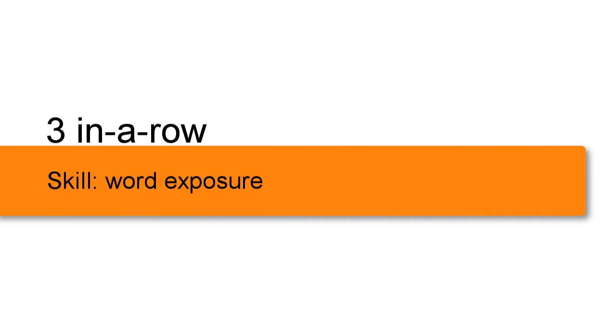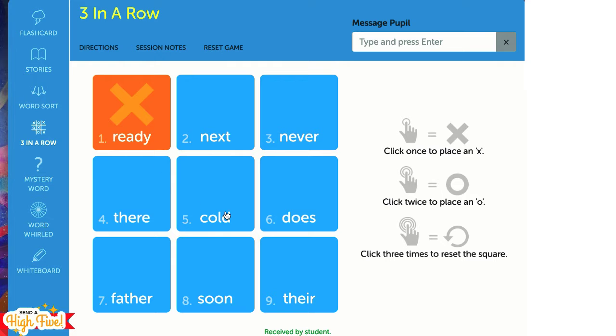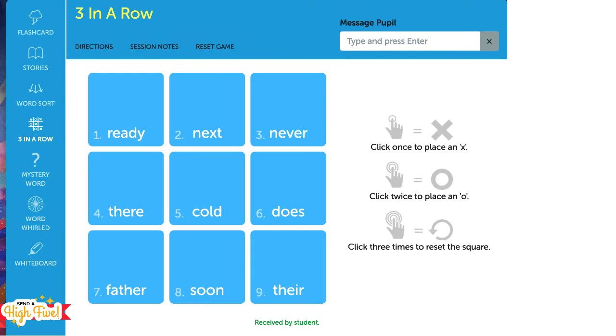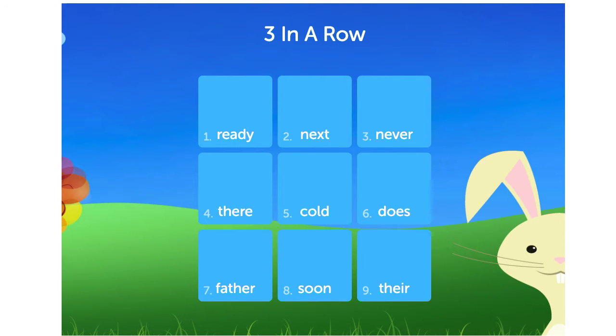3 in a row is a favourite activity for many students. This additional exposure to words will help encourage fluent reading and word identification. When you're ready to begin, determine who will be a cross and who will be a nought. Notice each box has a word. Your pupil can see the same words as you.